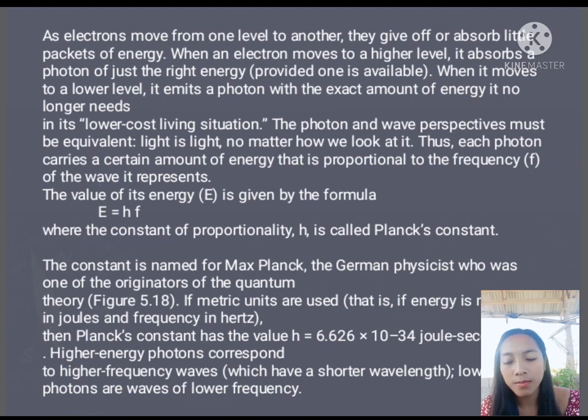The constant is named for Max Planck, the German physicist who was one of the originators of the quantum theory. If metric units are used, that is, if energy is measured in joules and frequency in hertz, then Planck's constant has the value 6.626 times 10 raised to negative 34 joule-seconds.